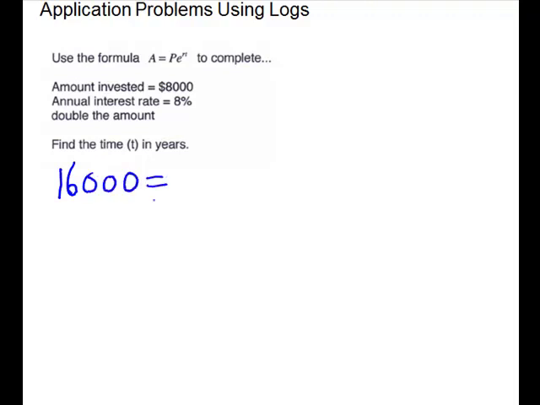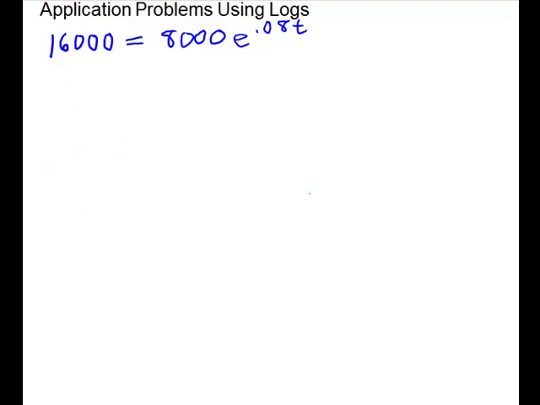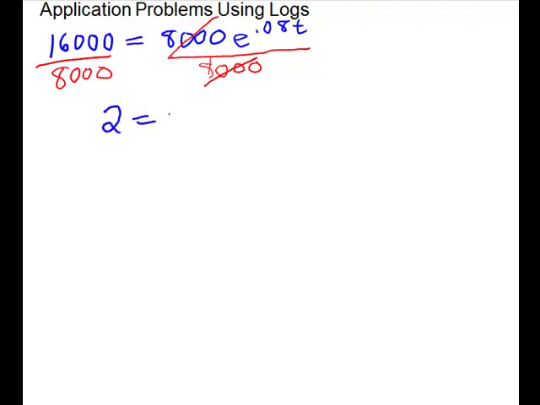A equals P e to the rt. 16,000 equals 8,000 e to the rate, 0.08, to the t. Our first step will be to divide out the 8,000. If you were very clever, you could have just put 2 on this side. Nothing wrong with the steps.